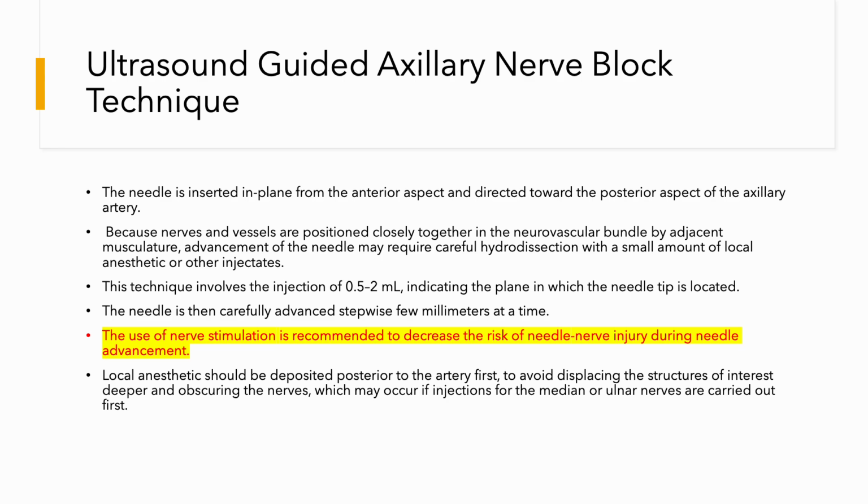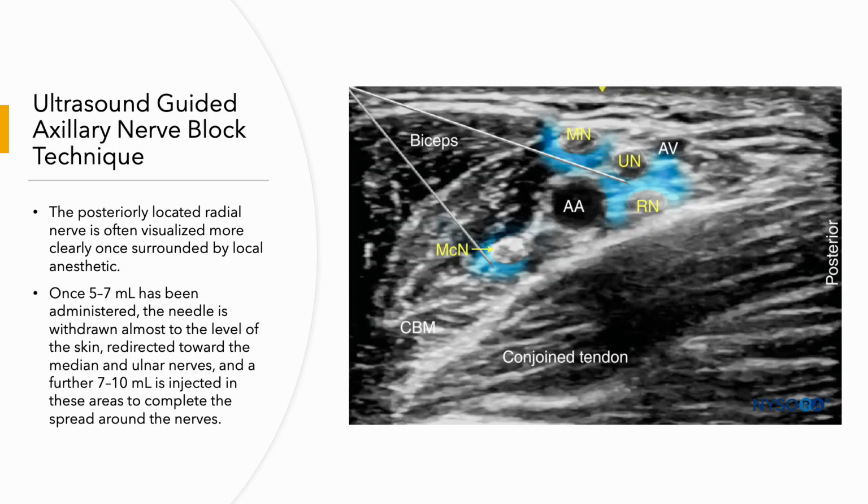Okay. The use of nerve stimulation is recommended to decrease the risk of needle nerve injury during needle advancement. Then local anesthetic should be deposited posterior to the artery first to avoid displacing the structures of interest deeper and obscuring the nerves, which may occur if injections for the median or ulnar nerves are carried out first. Remember, we always go deep to superficial with our injections, as we've always learned. Okay, so here are your 2 different injections here.